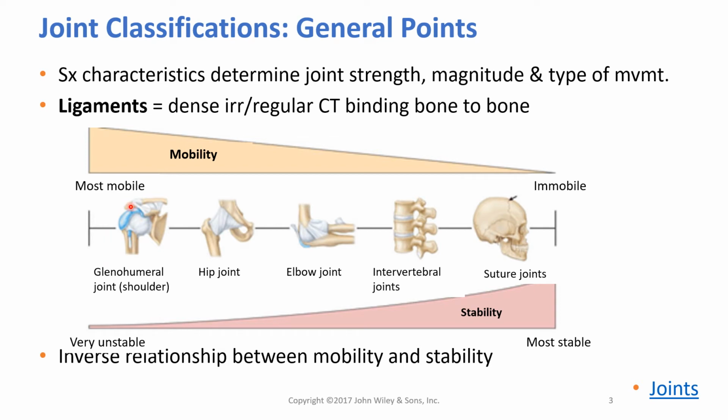But it's really advantageous because it lets you move, as opposed to the joints in your skull. So between all your skull bones, those are pretty solid, and you're not going to have hardly any movement in those, if any at all. And you've got a lot in between. So you're trading off mobility for stability. We say that's an inverse relationship between the two. As one goes up, the other one goes down.